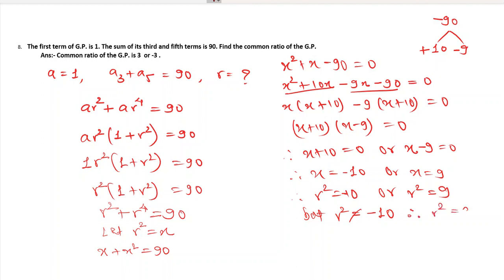Therefore, r square is equal to 9, and therefore r is equal to root of 9, that is plus minus 3. Plus 3 square is 9 and minus 3 square is also 9. So root of 9 is plus minus 3. So you've got the value of r. That is common ratio. Correct? Now, once you have got the value of r, what you have to find? You had to find common ratio. That's it. So plus or minus 3. This is your final answer.